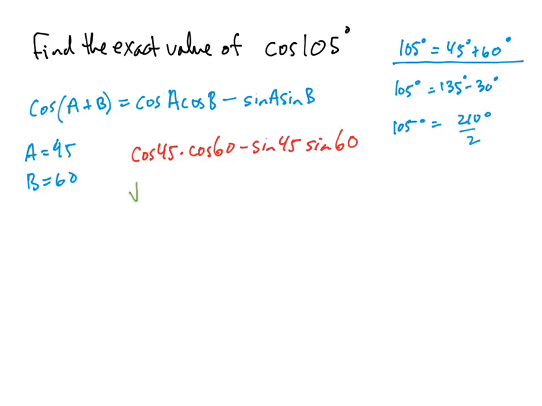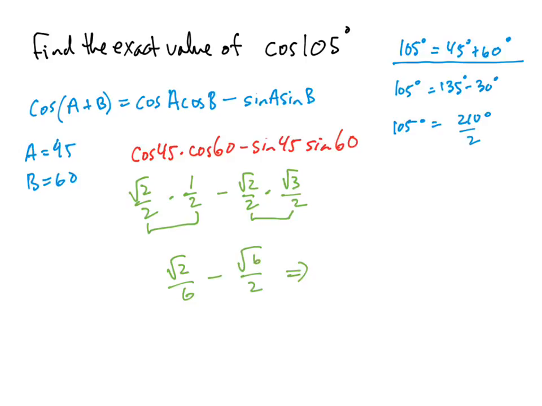Cosine of 45 is root 2 over 2. Cosine of 60 is 1/2, minus sine of 45 is root 2 over 2. Sine of 60 is root 3 over 2. Multiplying these two together, we get root 2 over 4 minus root 6 over 4, and that is going to be root 2 minus root 6 all over 4.